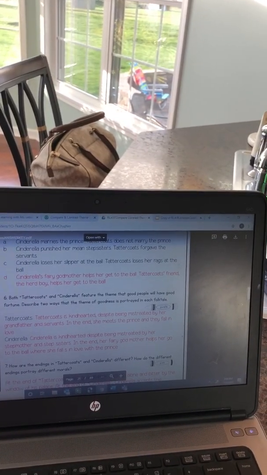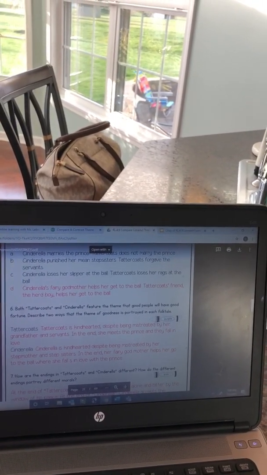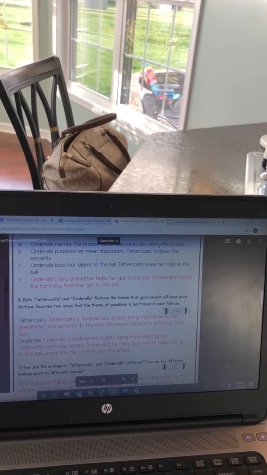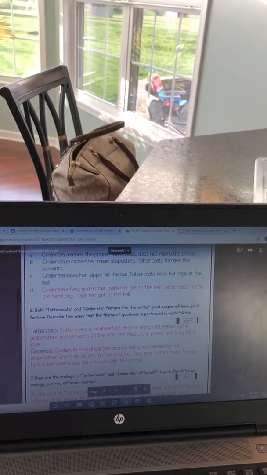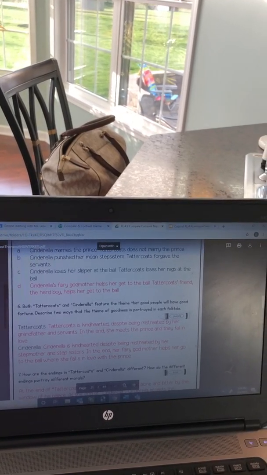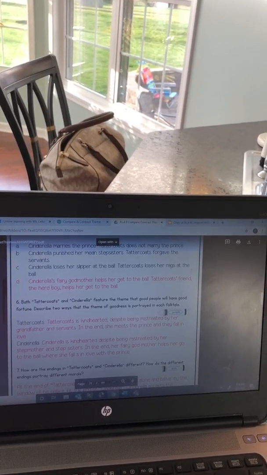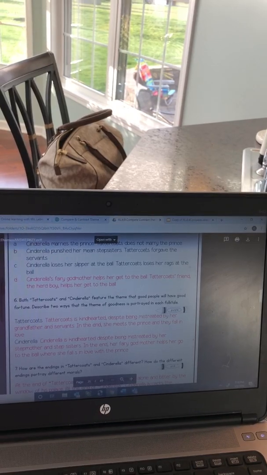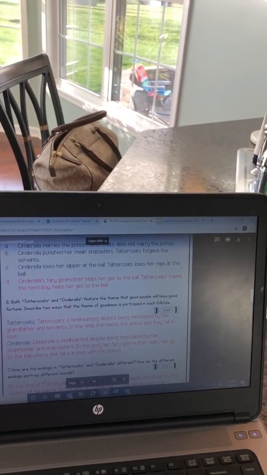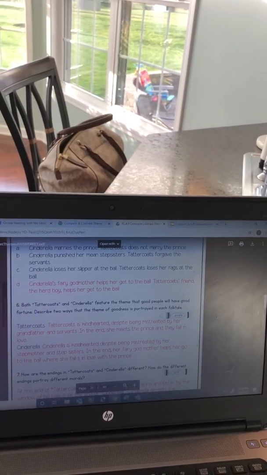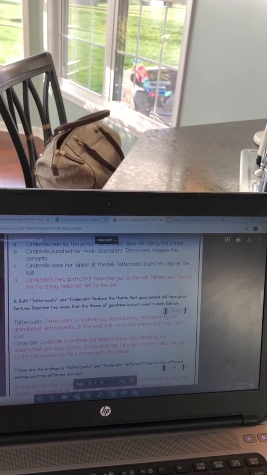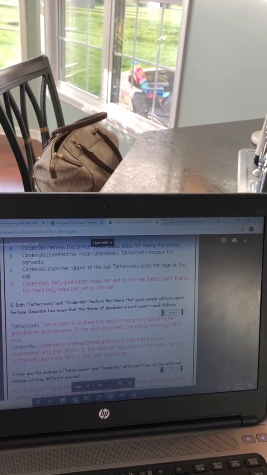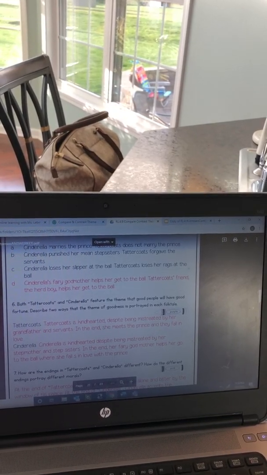In number six, this is a written response where we're comparing the theme in both, because remember, even though the theme can be the same in two stories, it can be presented in different ways. Both Tattercoats and Cinderella feature the theme that good people will have good fortune, meaning if you do good for others, it will come back to you in good fortune. Describe two ways that the theme of goodness is portrayed in each folktale. So how are the characters portraying goodness?